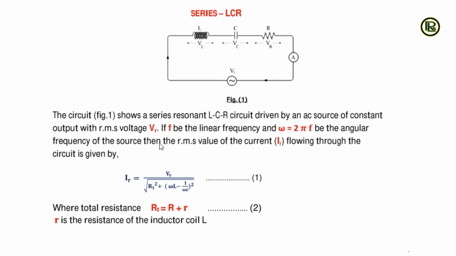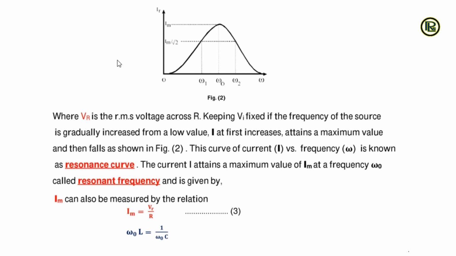and if the linear frequency of the source be small f and the angular frequency of the source be omega equal to 2 pi f, then the RMS value of the current will be obtained from this formula: IR equals VR upon root over RT squared plus (omega L minus 1 by omega C) squared, where RT is the total resistance of the circuit, that includes the applied resistance plus R, the resistance of the inductor coil L. And if we plot the IR along y-axis and omega along x-axis, then the curve obtained is as follows.